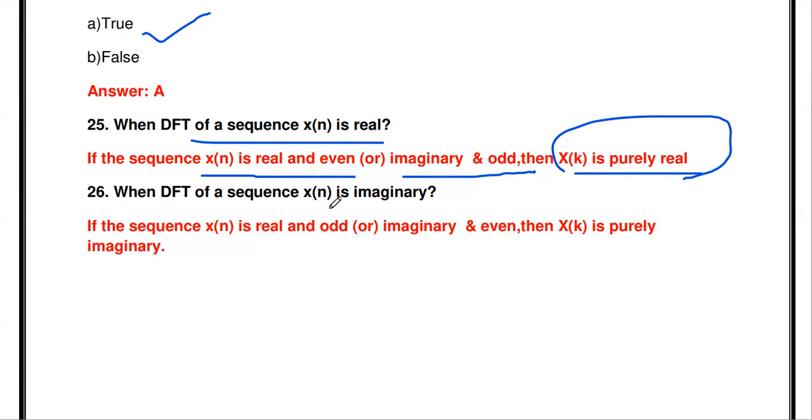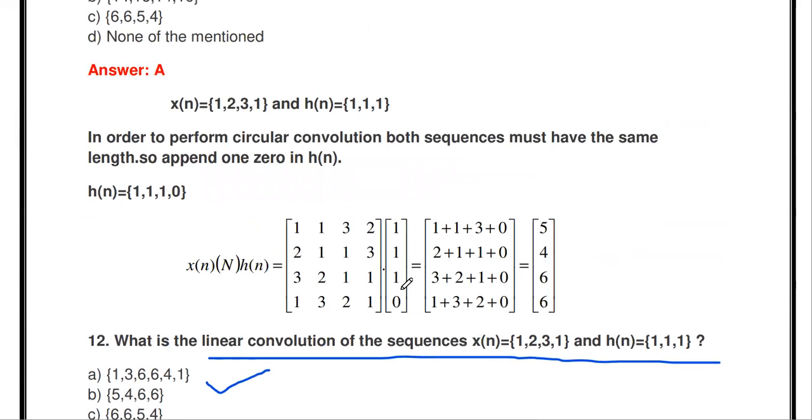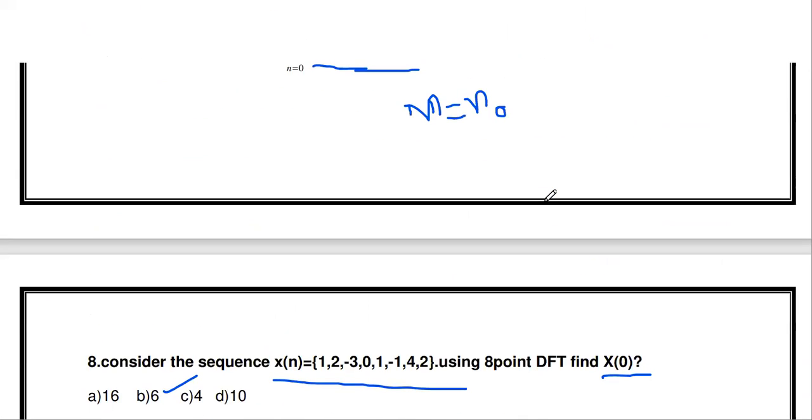Then when is the DFT of a sequence imaginary? Just the opposite. If the sequence x of n is real and odd, or x of n is imaginary and even, we will get the x of k value imaginary. Okay, these are some of the facts about the DFT, the discrete Fourier transform. So these are some of the questions in this video. We discussed the 2 mark problems of the DFT, linear convolution and circular convolution, then linear filtering. Okay, so study these questions.